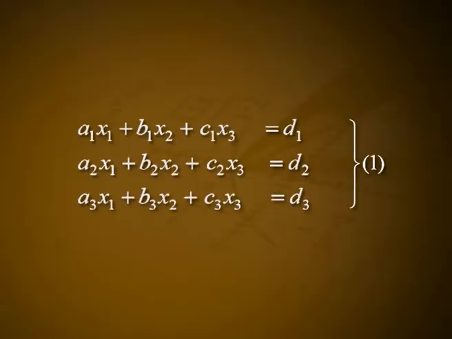Relaxation method. Consider the system of equations a1x1 plus b1x2 plus c1x3 equal to d1, a2x1 plus b2x2 plus c2x3 equal to d2 and a3x1 plus b3x2 plus c3x3 equal to d3 as system 1. The relaxation method converges when the coefficient matrix is diagonally dominant.